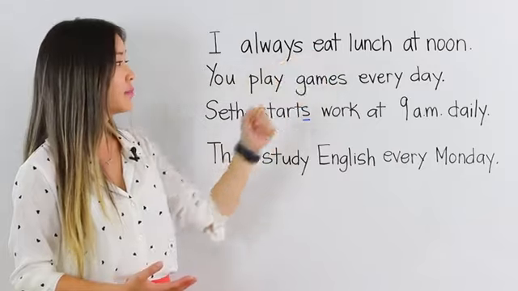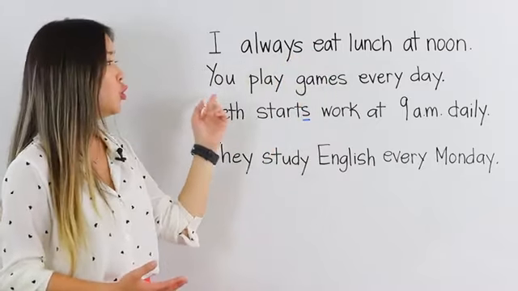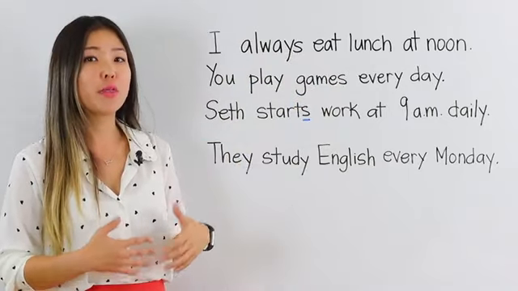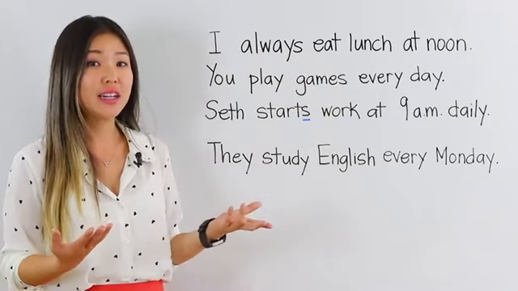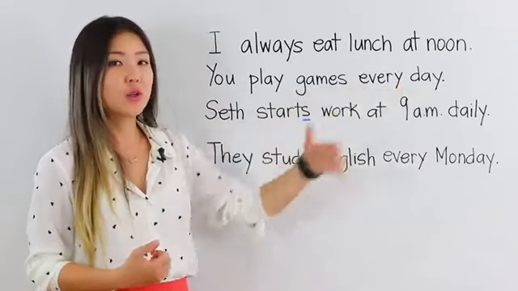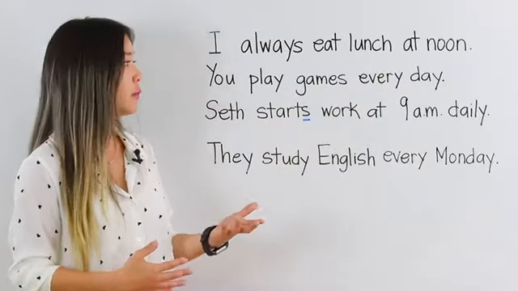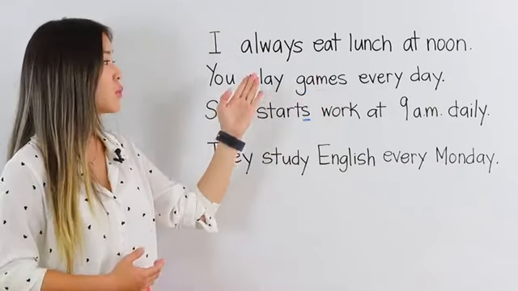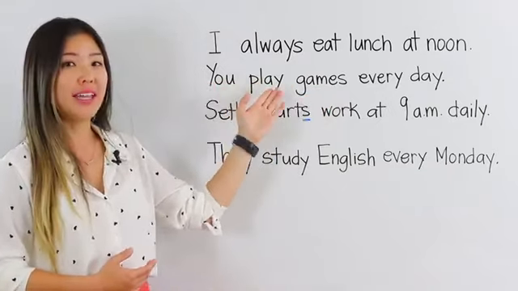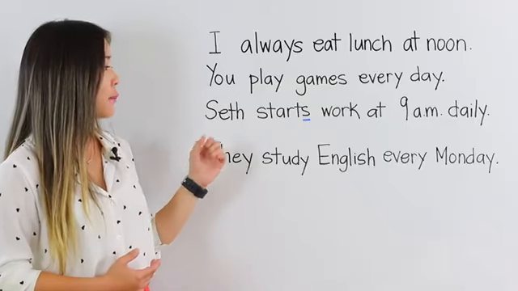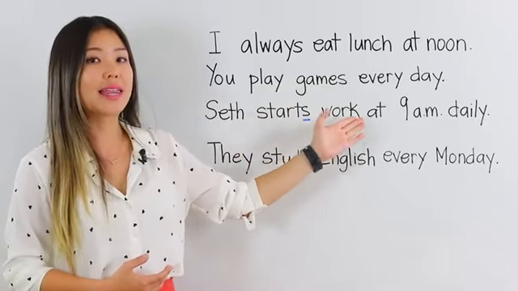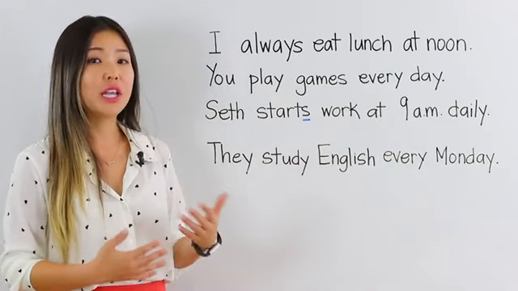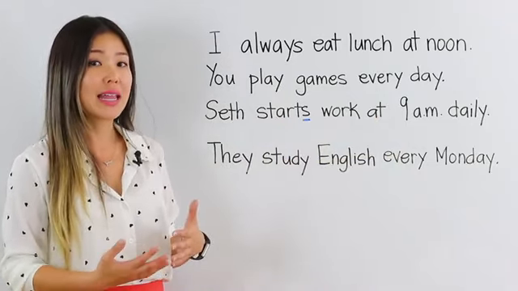I eat. The second example says you play games every day. Do you see the clue that helps you know that this is something that happens regularly? It's every day. So it's something that happens as a routine or a habit. So you play games. The verb here is play. You play. The next example says Seth starts work at 9 a.m. daily. Again, this is something that happens regularly. Seth goes to work at 9 a.m.